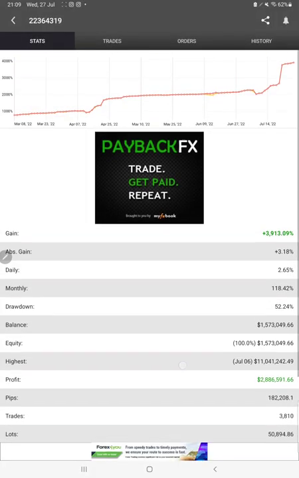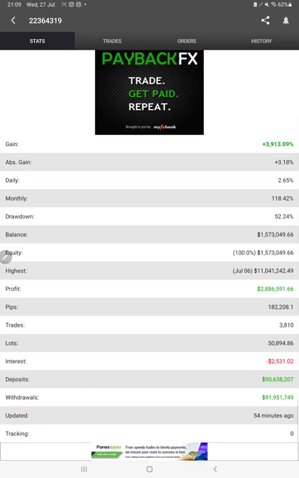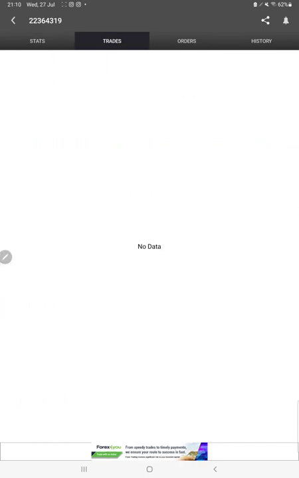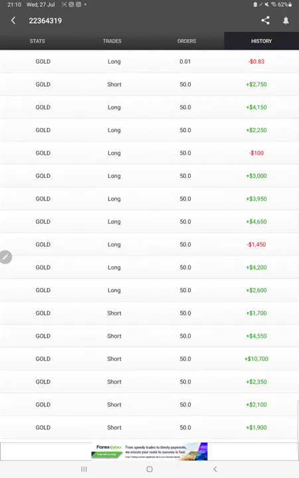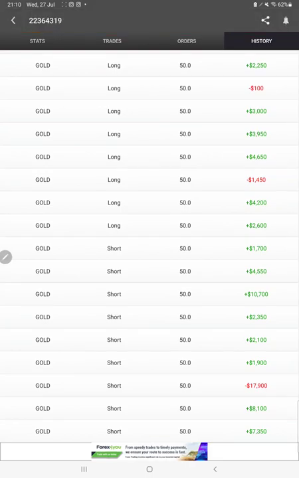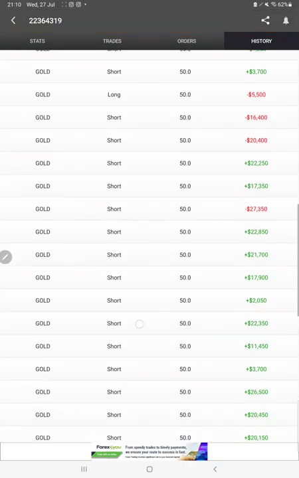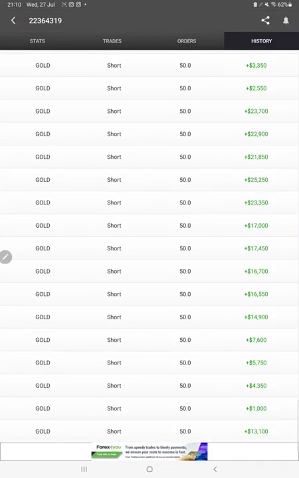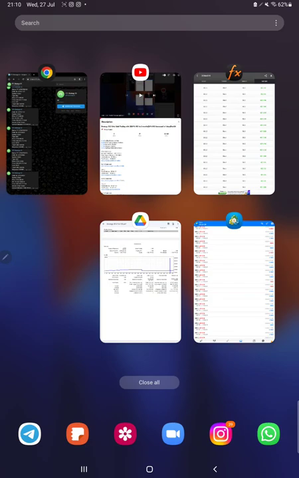After then we have a MyFxBook connected with this strategy, and we can verify the total percentage of gain, absolute gain, daily return, monthly return, drawdown, current balance, equity and profit pips that we have achieved. 54 minutes ago only it is updated. We can also verify the open trades, pending orders, and in history we can see whether we have bought or sold XAUUSD, how much lot size we have traded, how much profit and loss we have booked. So all the details are available on MyFxBook.